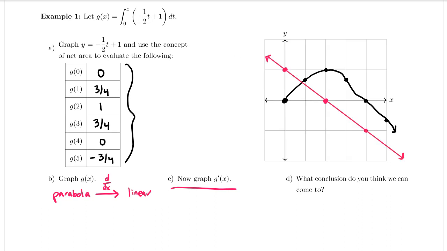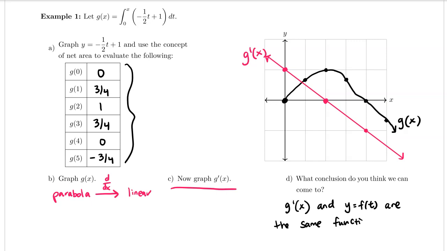So I went ahead and graphed the rest of g prime of x. Here we have the graph of g prime of x, and then in black here, we have the graph of g of x. Part D says, what conclusion do you think that we can come to? If you said that g prime of x and y equals f of t are the same function, then you would be correct. So g prime of x is the same linear function that we graphed earlier.